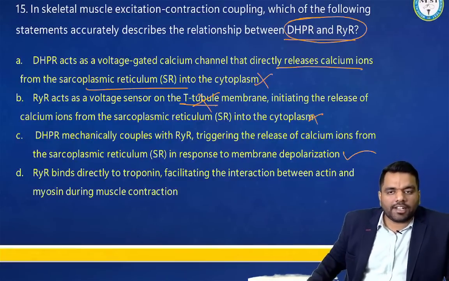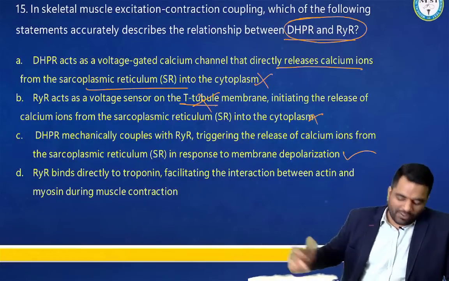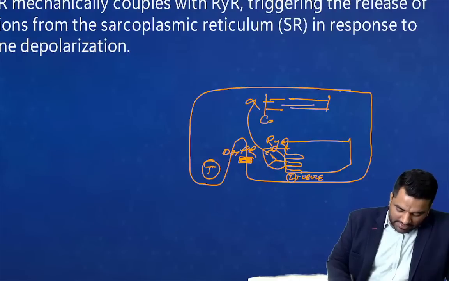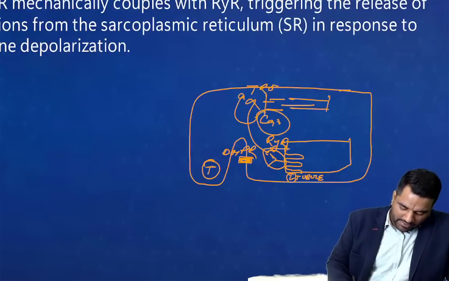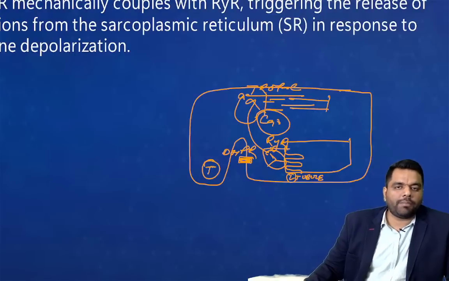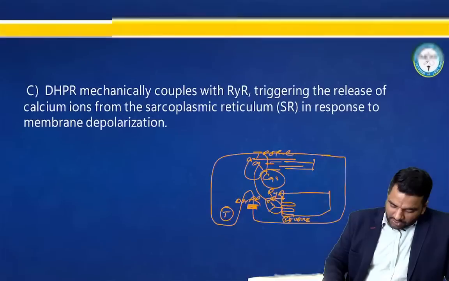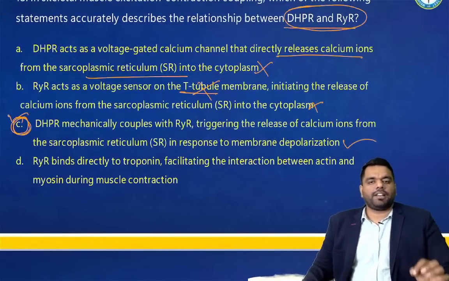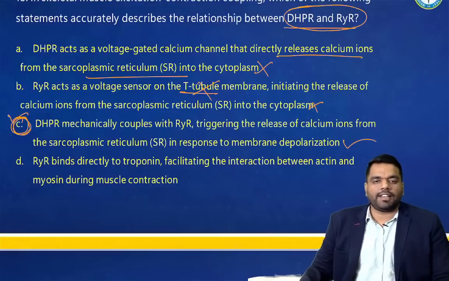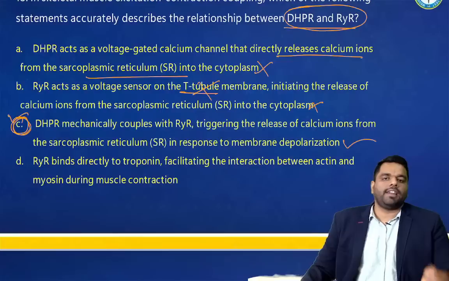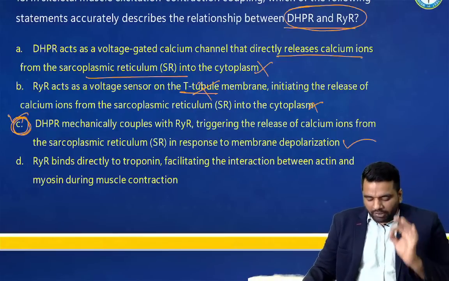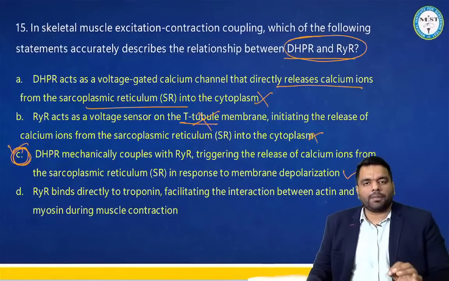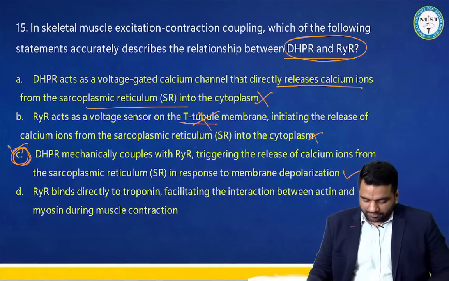Then D is ryanodine receptor binds directly to the troponin. No beta, ryanodine receptor will not directly bind to the troponin. It is the calcium which actually binds with troponin C, that we have already studied. So the right answer of this question is option C, that DHPR mechanically couples with ryanodine receptor, triggering the release of calcium ions from the sarcoplasmic reticulum in response to membrane depolarization. Beta, this is a very much expected question. So please remember once again, please see the mechanism of this DHPR and the ryanodine receptor.